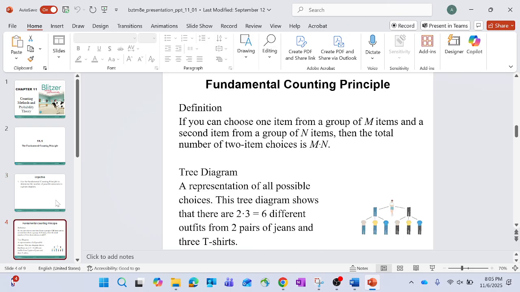All right. Definition: if you can choose one item from a group of m items and a second item from a group of n items, then the total number of two item choices is m times n. So you have a tree diagram to look at if you want to. That's pretty much what it is.